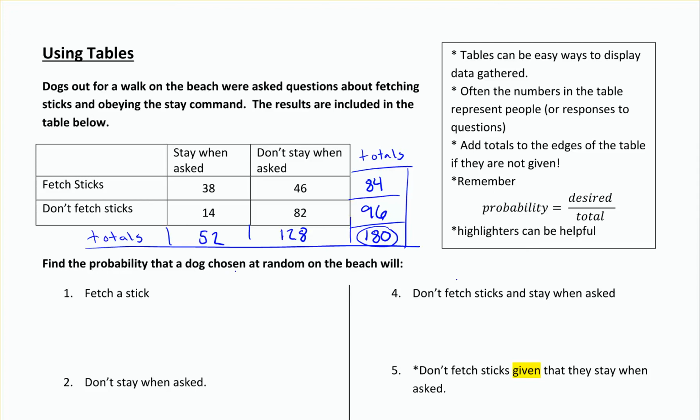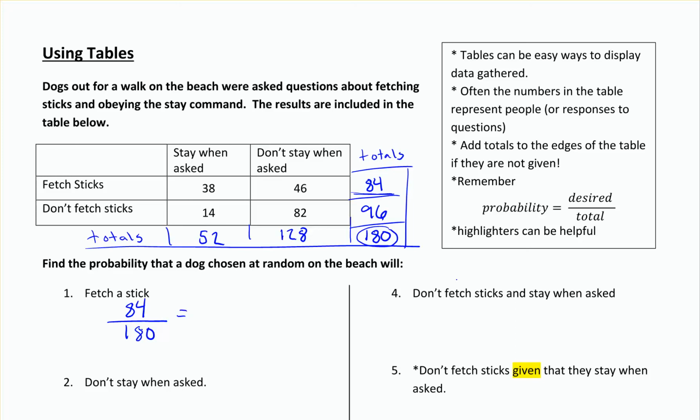So find the probability that a dog chosen at random on the beach, so there's 180 dogs on the beach today that have been surveyed. What's the probability one of them will fetch a stick? So I need to know how many will fetch a stick. Well, I know that 38 will fetch a stick and stay, and 46 will fetch a stick and not stay, but I'm looking for the total number that fetch a stick, so that is just going to be 84. So 84 total dogs out of 180 total dogs.